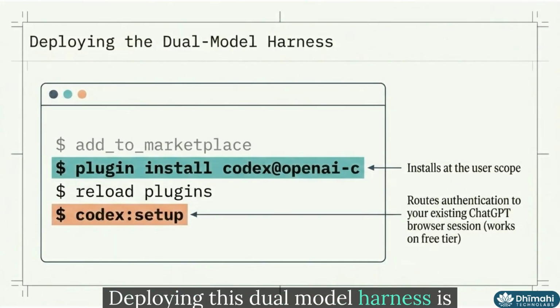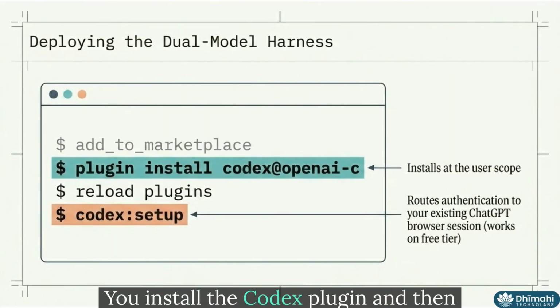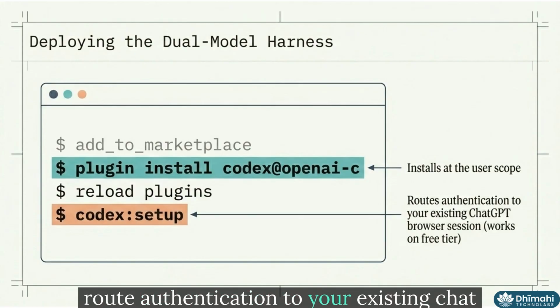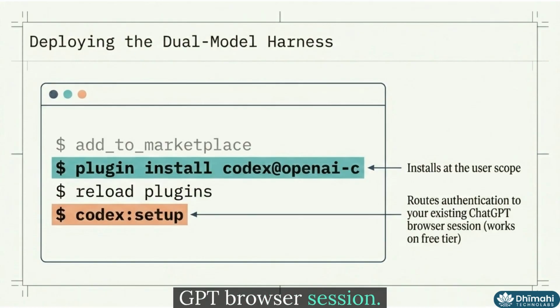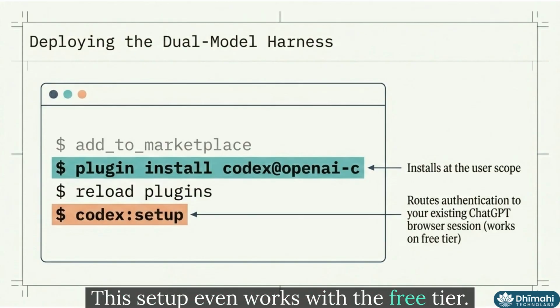Deploying this dual model harness is straightforward. You install the Codex plugin and then route authentication to your existing ChatGPT browser session. This setup even works with the free tier.